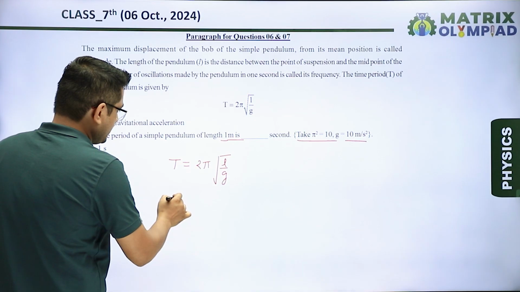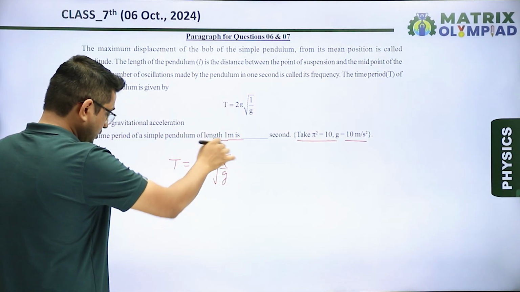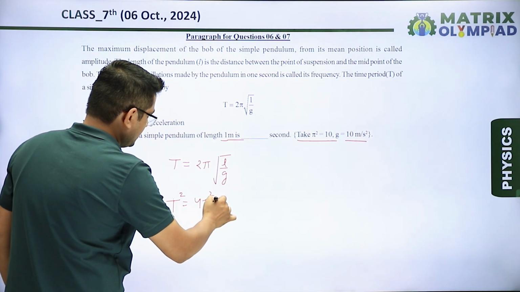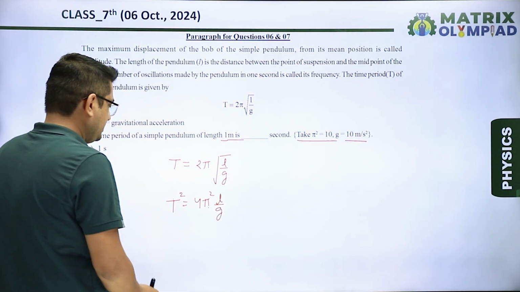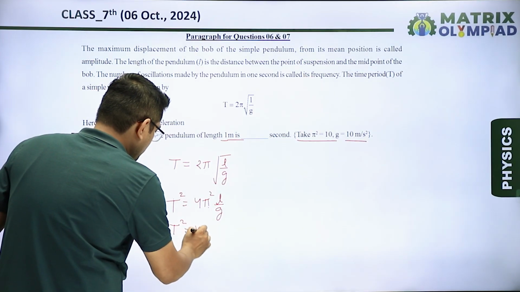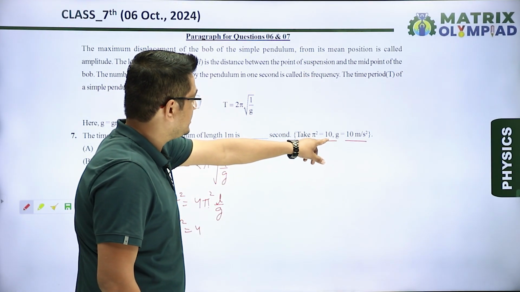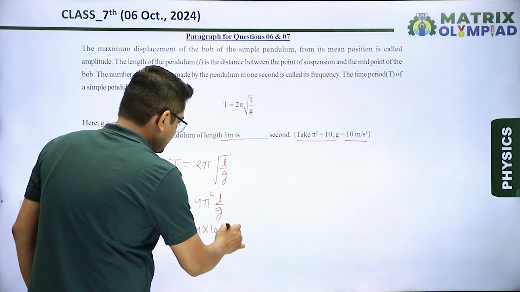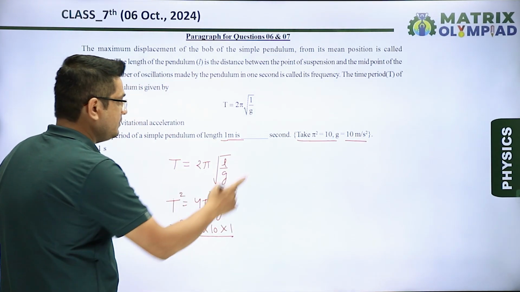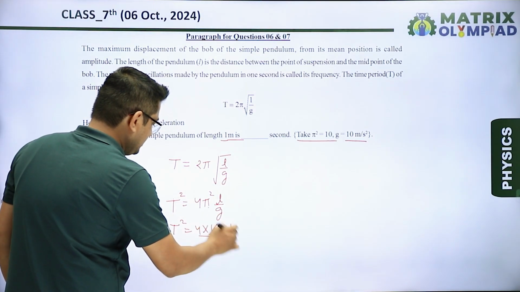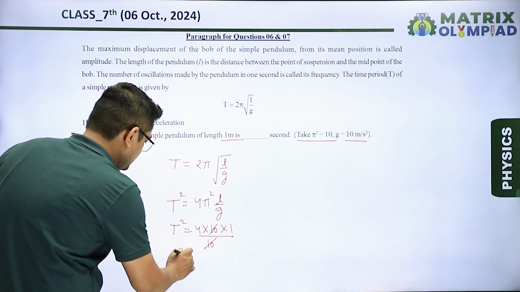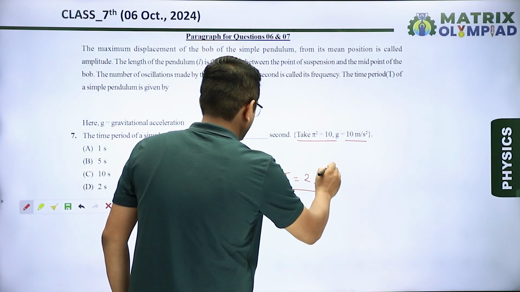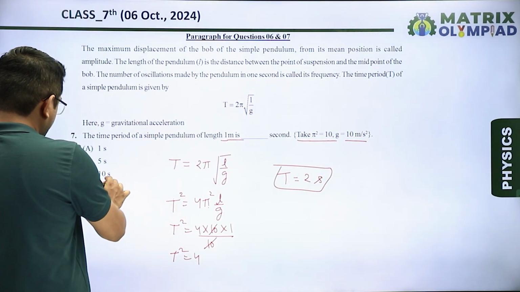By squaring both sides to remove the square root, T square equals 4 pi square multiplied by L upon G. Now putting in the values, T square equals 4, the value of pi square, it is said you can take as 10, multiplied by 10, then the value of L is given as 1 divided by the value of G, which is given as 10. So this 10 will cancel this 10 and we will get T square equals 4. So T becomes 2 seconds. So our correct answer is option D.